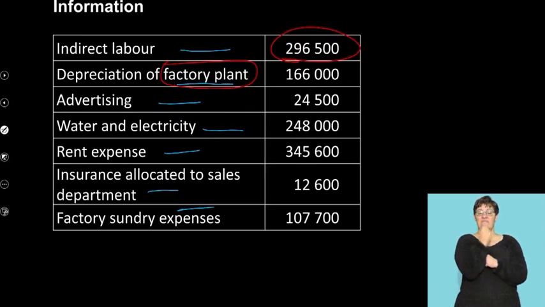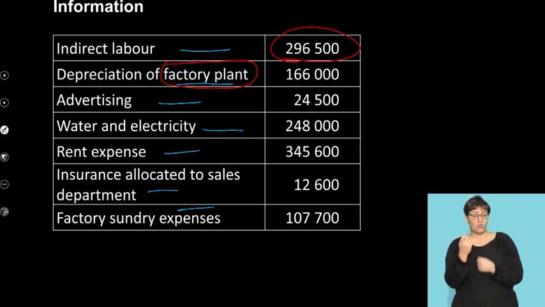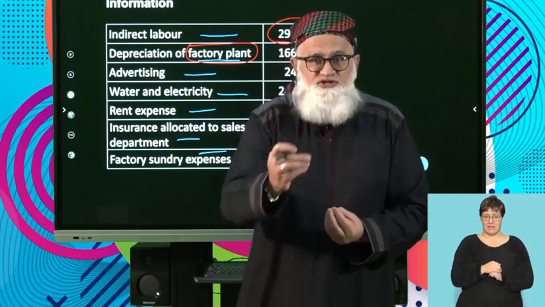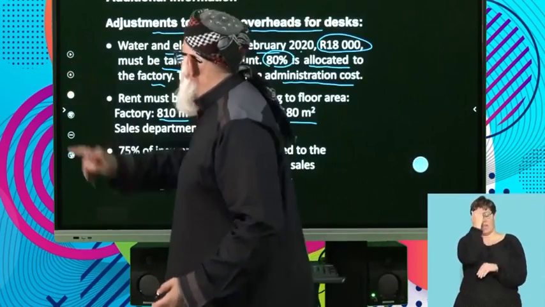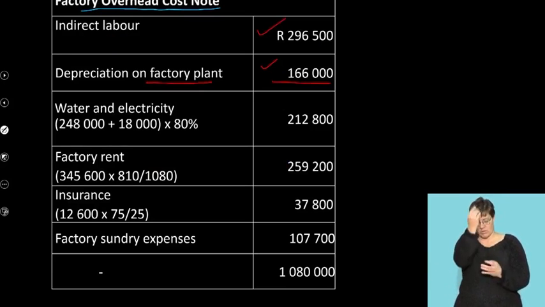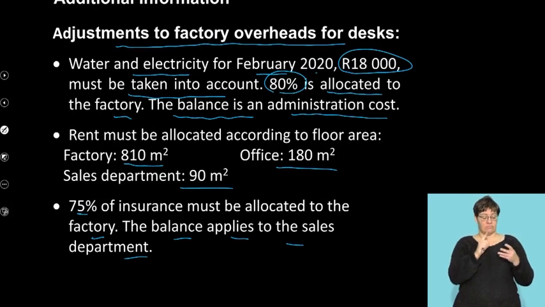The next one we have here is depreciation on factory plant. The moment you see the word factory allocated to a cost, it immediately tells you that it has to do with the factory and therefore a factory overhead. So therefore we take it and include it in my factory overheads. Depreciation on factory plant 166,000 as per the given information. Now we come to the first adjustment. We are told about the water and electricity. There's an amount of 18,000 Rand outstanding.